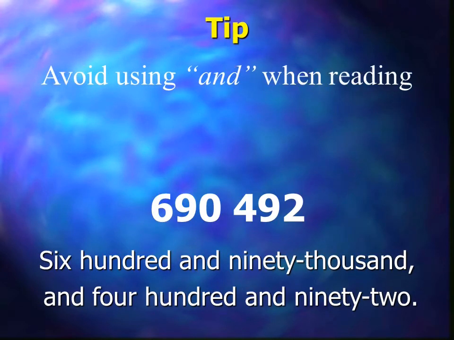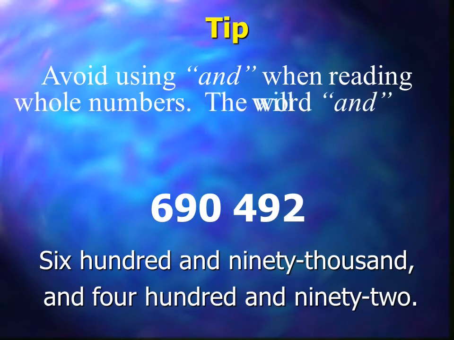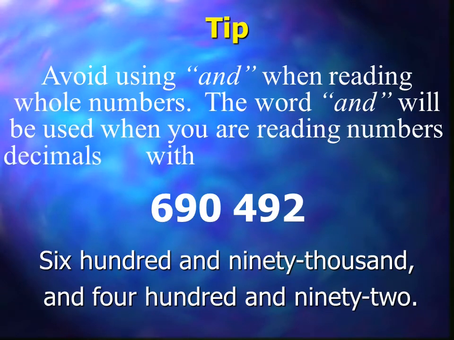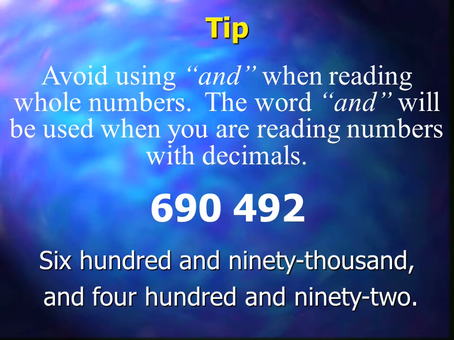Here is a tip. Please avoid using "and" when reading whole numbers. The word "and" will be used when you are reading numbers with decimals. 692,492 is incorrect. Please take out the "ands" when reading large numbers. Therefore, the number becomes 692,000, let's try that again, 690,492. Even teachers make mistakes.